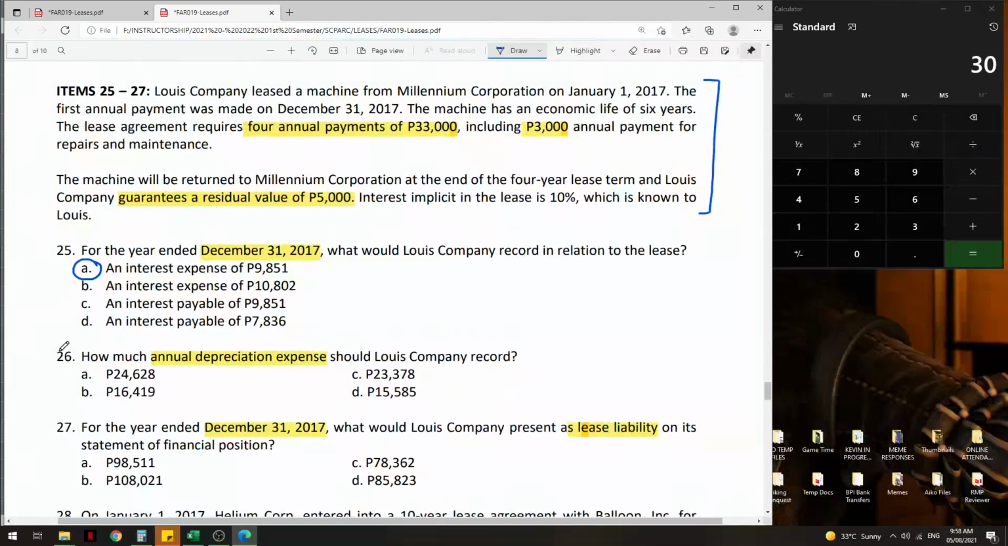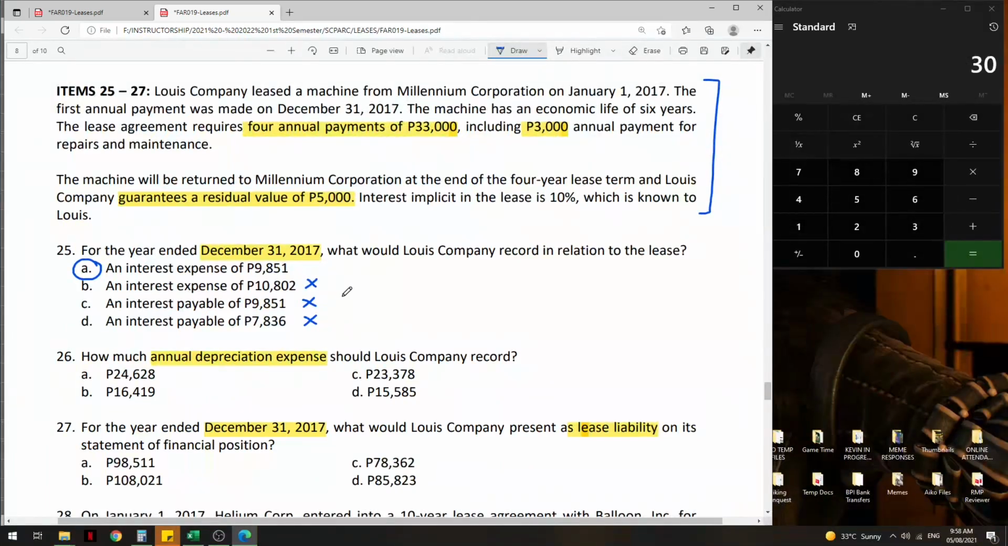It's directly disproving letter B and definitely not on letter D. Kasi po ang interest is not really recorded as a payable. That is also something that you should remove for letter C. Your responsibility is to pay 33,000, 30,000 of which is related to the lease payments.